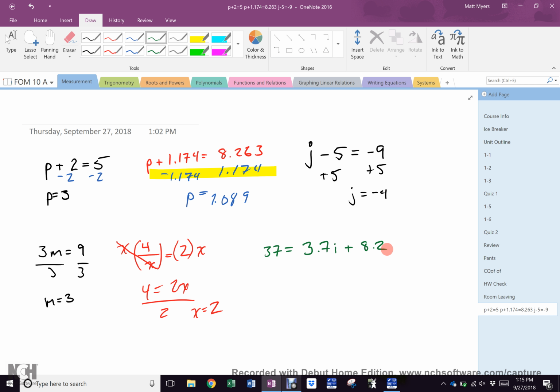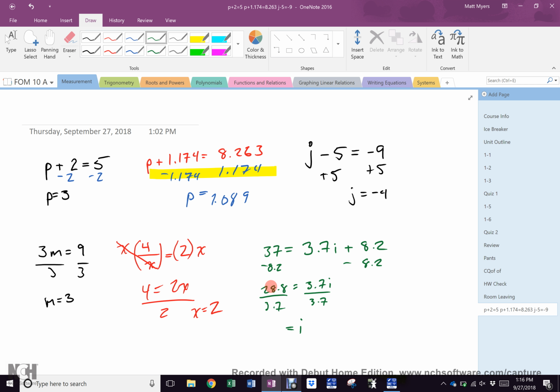Because a lot of stuff is going on here. But is anything going on here? The exact same question, isn't it? Except I put the 3.7i on the other side. It looks different. Do we do any different math? No. I do minus 8.2, minus 8.2 to get 28.8 equals 3.7i. Then what? I divide by 3.7. And i equals whatever that is. Can you do that in your head? No. So you get out your calculator. But it's no different than if you were doing numbers that worked perfectly.